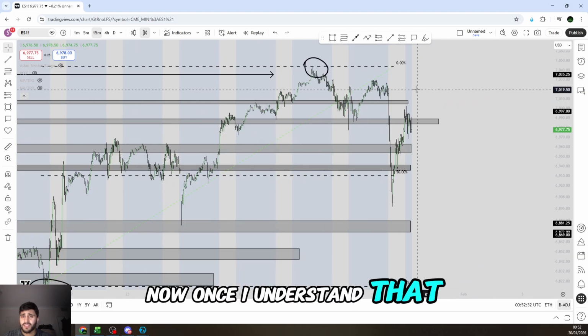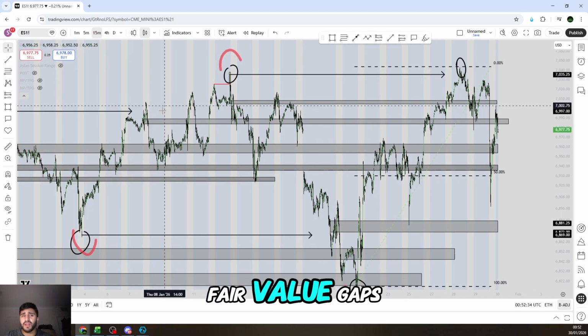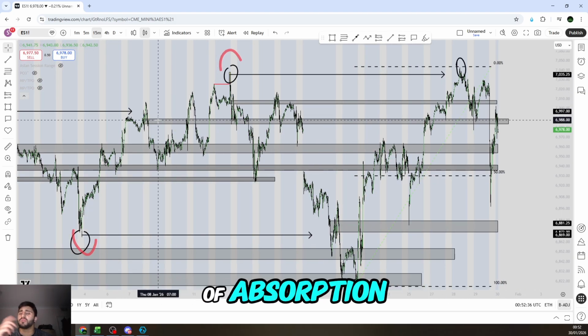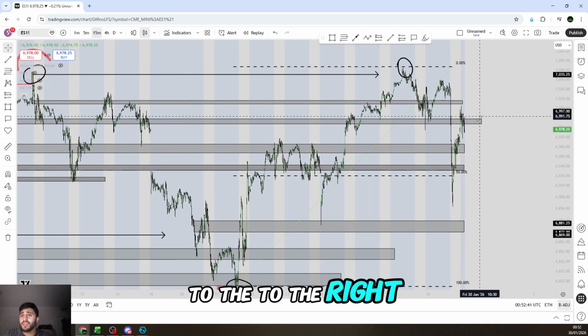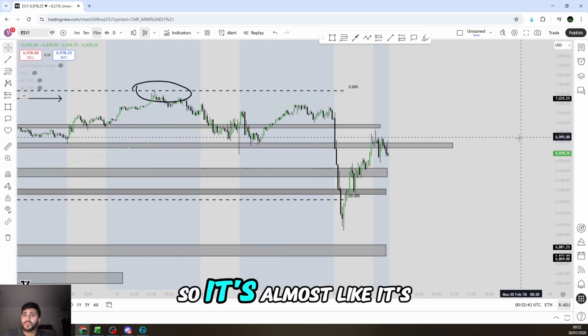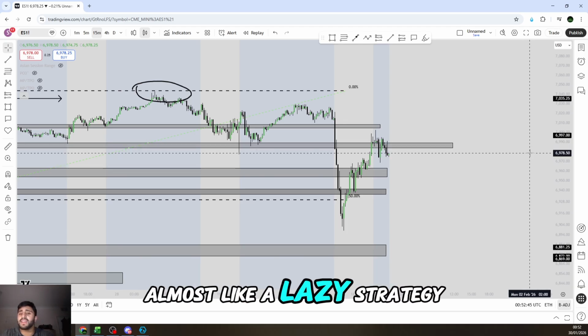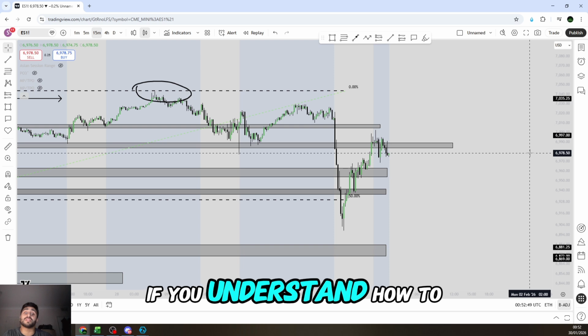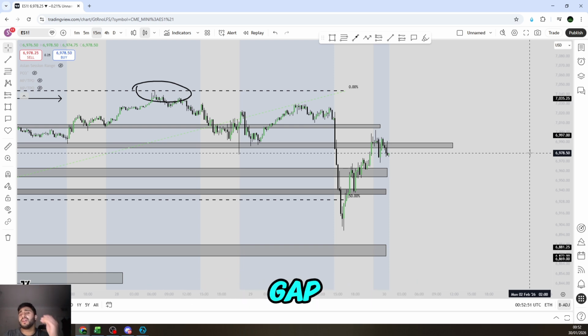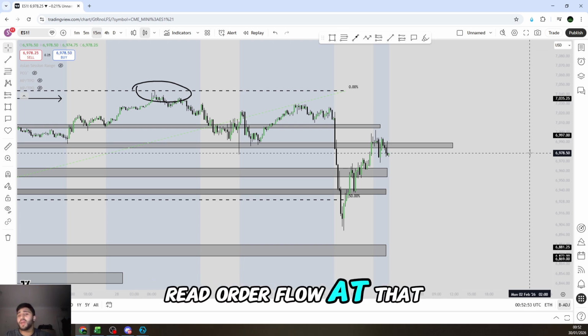Once I understand that, I then look for previous fair value gaps that have had proven areas of absorption that have given me good trades, and I just extend them to the right. Then I look to use those same levels again. So it's almost like a lazy strategy, but you'll be surprised at how effectively it works if you understand how to choose the right fair value gap, and then ultimately how to read order flow at that fair value gap.